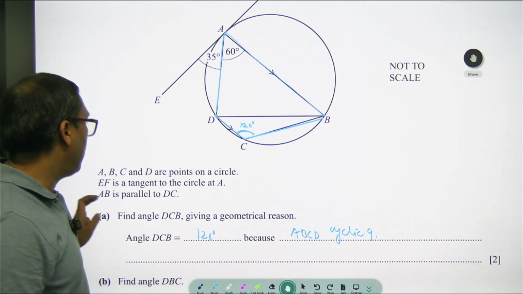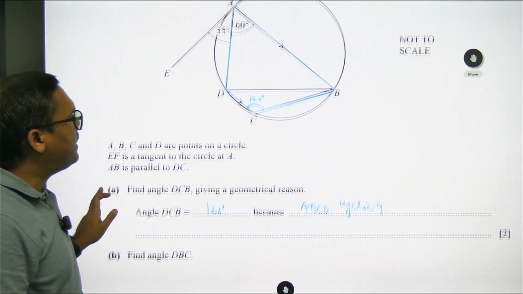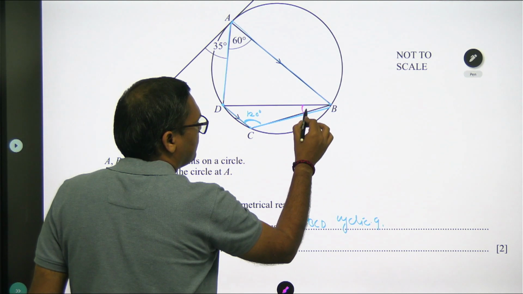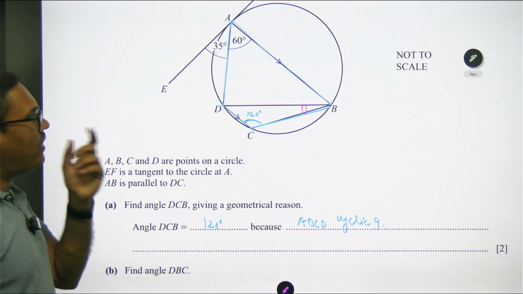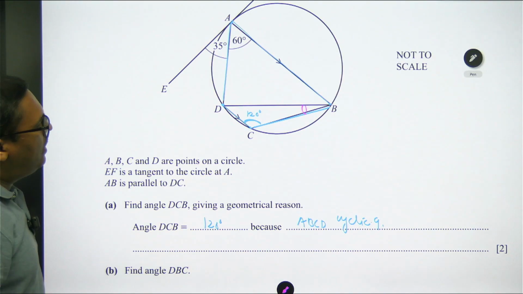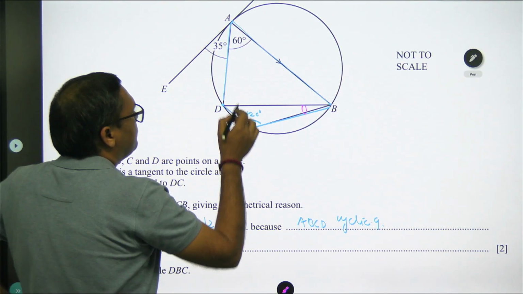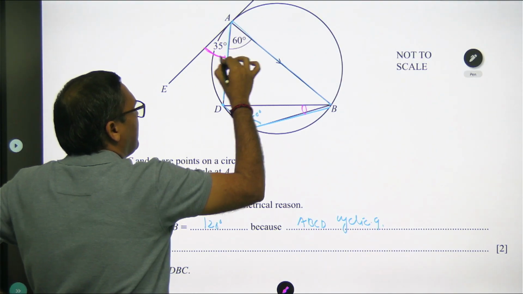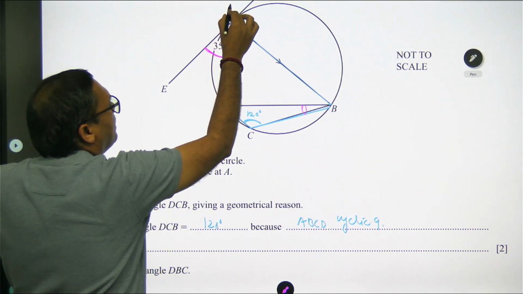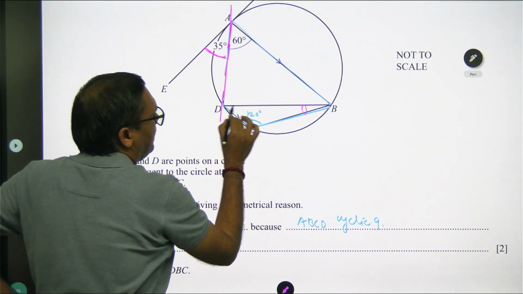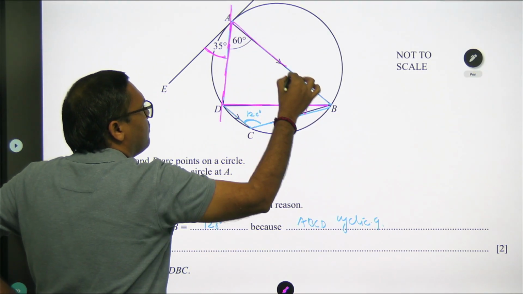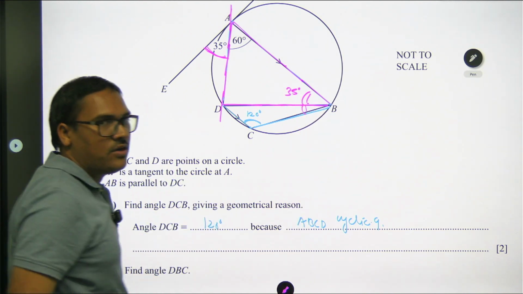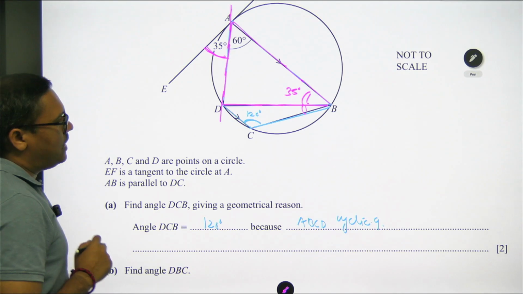Now the second part of this question is to find angle DBC. So how will you find this angle? Let's see. Here, this is the chord AD and this is the tangent. If this angle is 35 degrees, then on the alternate segment of chord AD, this angle will also be 35 degrees. This is by the alternate segment property.